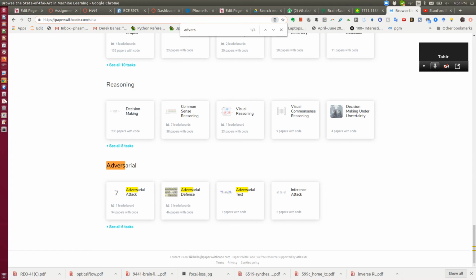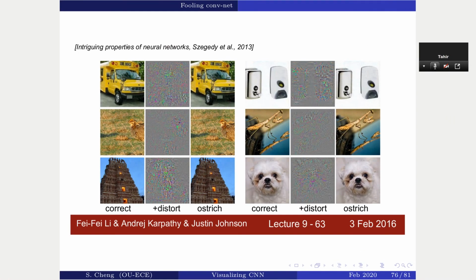So for example, here you can introduce some noise to this truck image, and then create every image so that the network thinks it is an ostrich. How do you think they do that? What do you think?